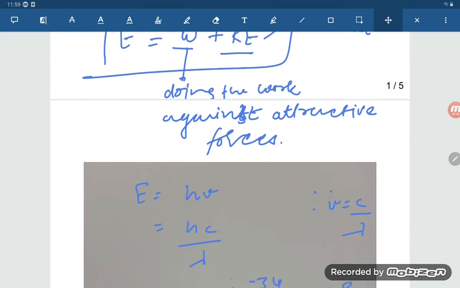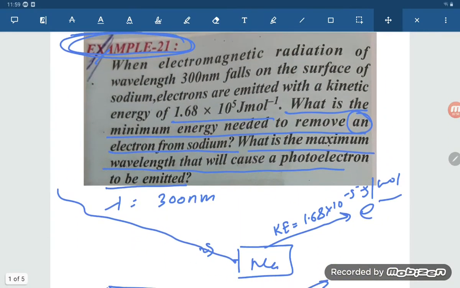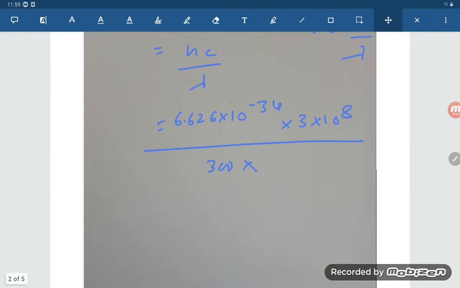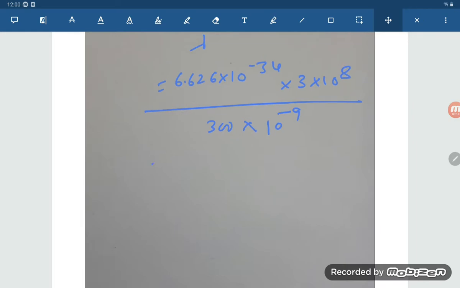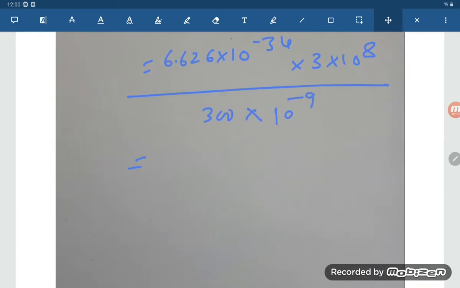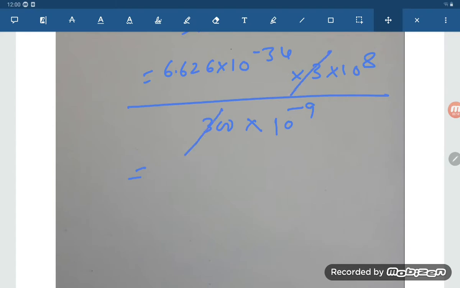Now check the unit in which lambda is given. Lambda is 300 nanometer, so convert it into meter, that is 3 into 10 power minus 9. Now you solve it, students. Many students face problems in calculations. These 3 and 3 cancel out, leaving 20. So 6.626 into 10 power minus 34, plus 8 goes in the numerator, plus 9, and the 20 goes in the numerator as well, so minus 2.